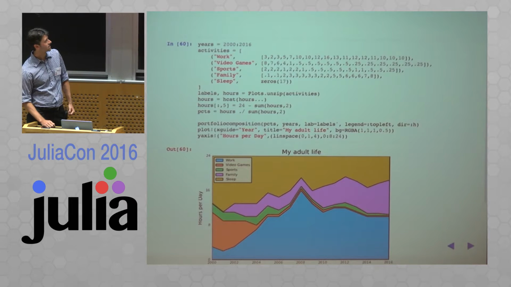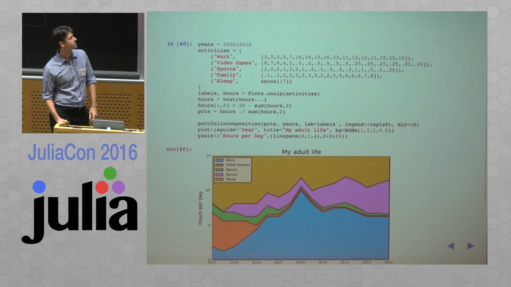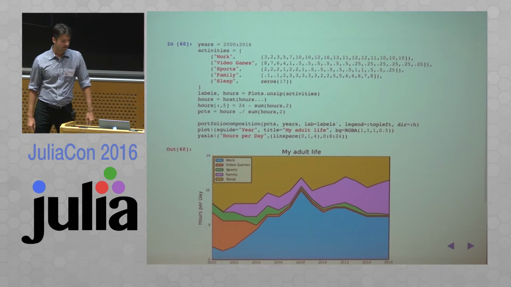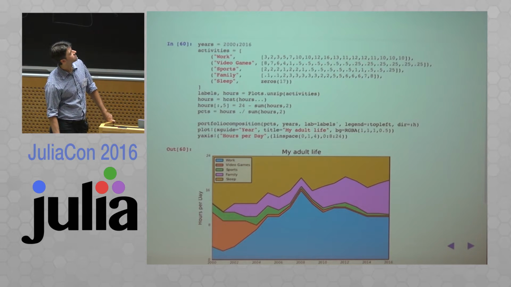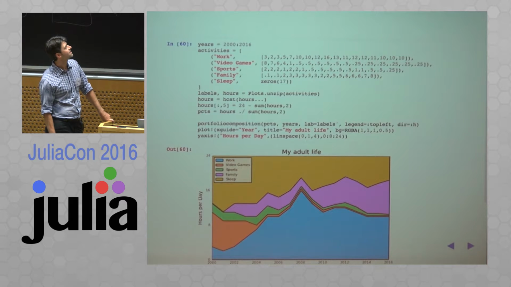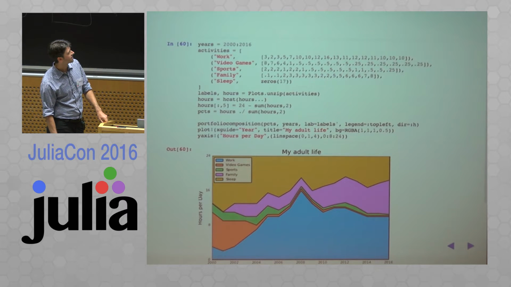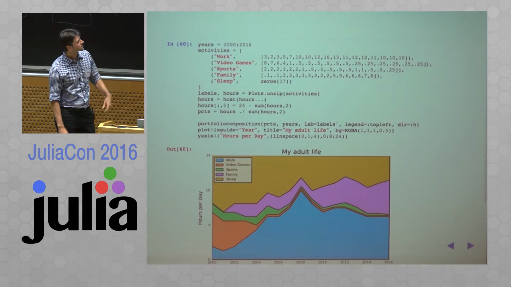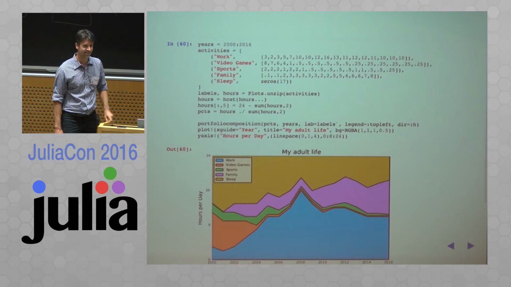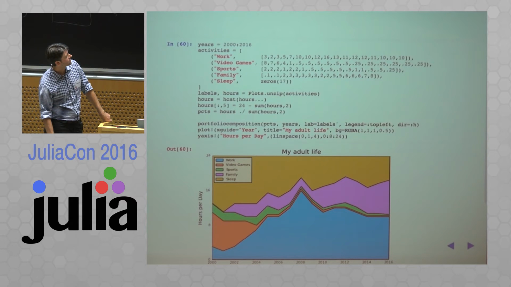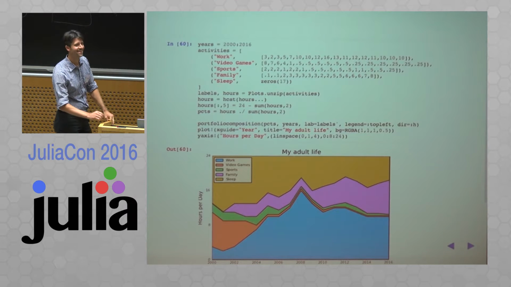And so this is using a recipe that's in the plot recipes package. Most of it is kind of setting up this fake data, but you can very quickly see how my time is spent throughout the day. And going from 2003, when I graduated college, you can see that there was a lot of video games before that, and not as much work, and a lot of sleep.